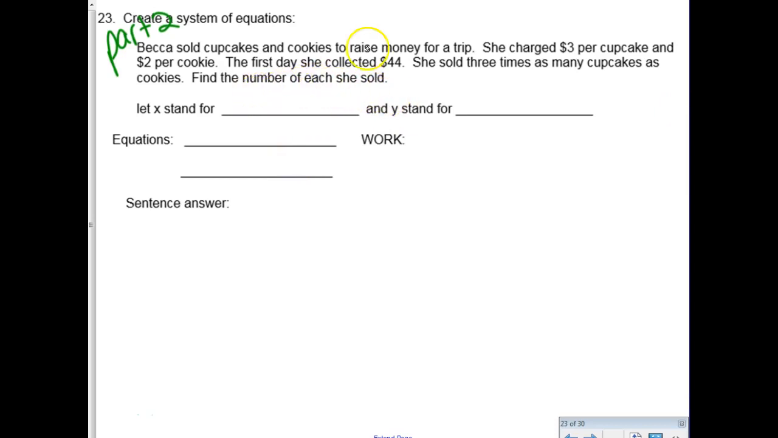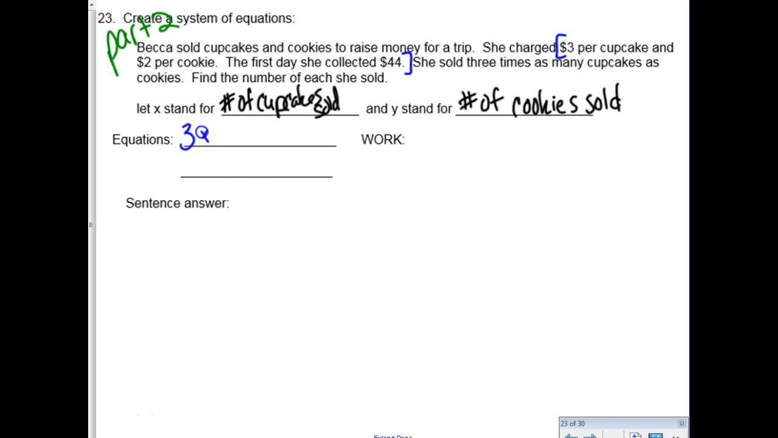So we're trying to figure out the number of cupcakes and cookies that she sold. So let x stand for, it's up to you, but I'm going to say it's the number of cupcakes sold, and then y could be the number of cookies sold. Now if you reverse those, it's fine, but your work is going to look different than mine. So the first equation talks about money. So let's put all this money together. $3 per cupcake, and then $2 per cookie gives you a total of $44.